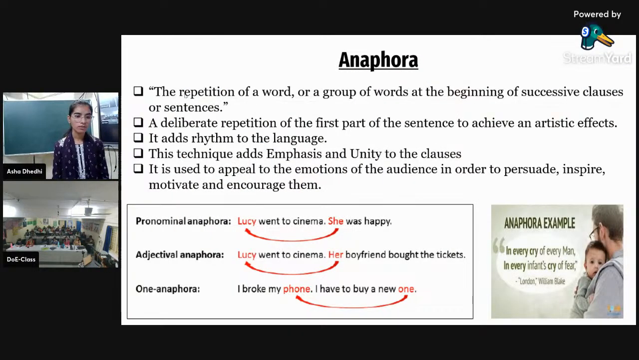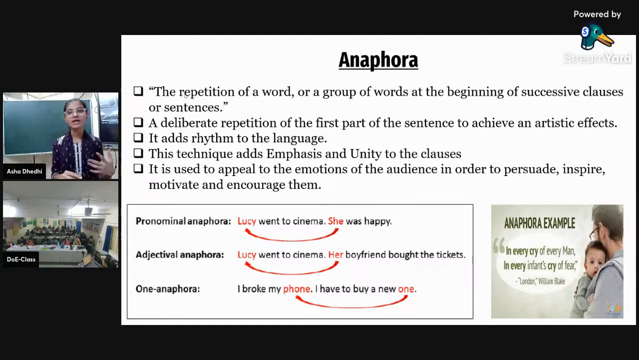Okay, so the next term is anaphora. Now here also we will see a repetition, but this is different from alliteration. Within alliteration, we will see a repetition of a single sound, which is getting repeated in a single sentence. And here, you will see a repetition of certain words or certain phrases. Then it would be considered as anaphora. A deliberate repetition of the first part of the sentence to achieve an artistic effect.